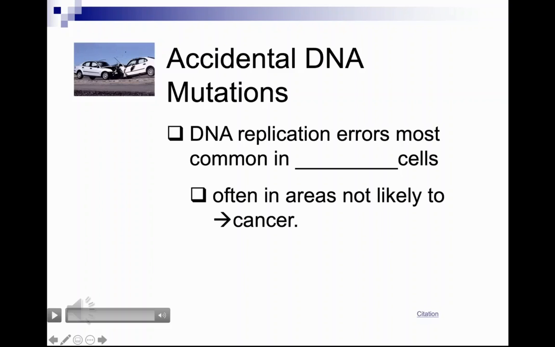Replication errors occur most commonly in epithelial cells, cells that are rapidly turning over. But these accidental DNA mutations are often in areas not likely to result in cancer.